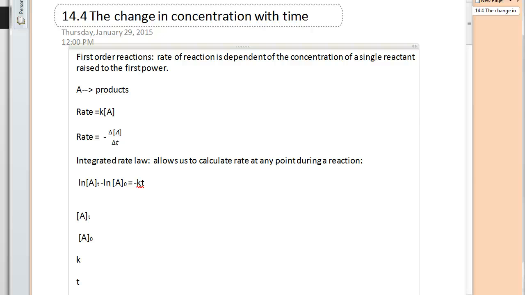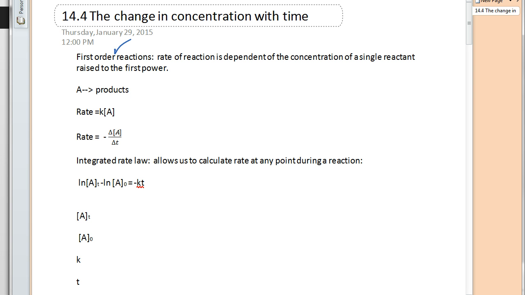Okay, tonight's talk is going to be about the change in concentration with the change in time. And so we've been talking about rate laws and equations and how we can determine that. And we're going to focus just tonight on first order reactions. And so for first order reactions, we already know that the rate of the reaction is going to be dependent on the concentration of a single reactant raised to the first power. And we can determine that experimentally.